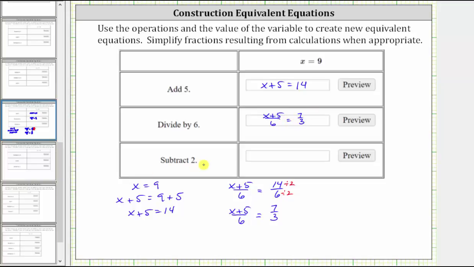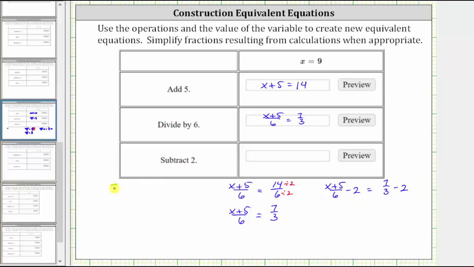The third operation is subtract 2, so now we take this equation and subtract 2 from both sides. This gives us the quantity x plus 5 divided by 6 minus 2 equals 7/3 minus 2. And now we need to simplify the right side of the equation. Let's work this out on the side.